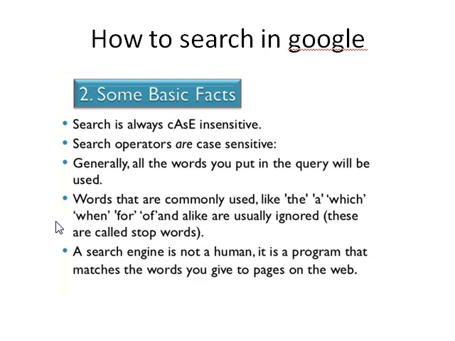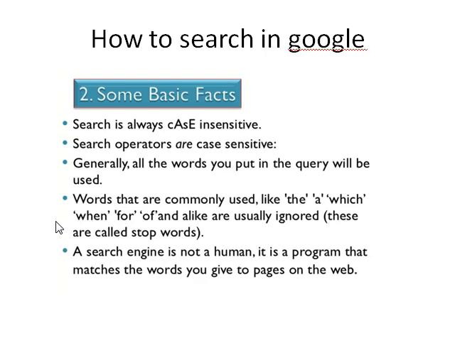But some commonly used words, like the, which, when, for, of, etc., will be ignored. These are called stop words. Okay, for example, maybe you write like this: a new optimization technique. Okay, "a" will be omitted. "New optimization technique" will be used.